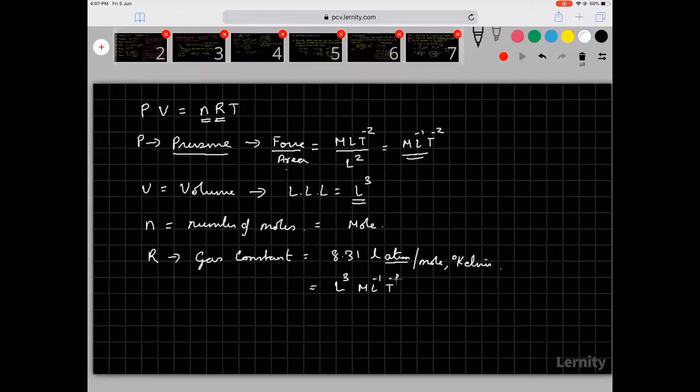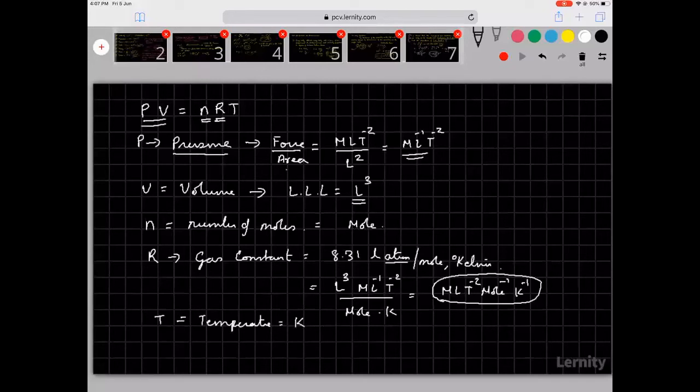Okay, so liter atmosphere per mole, by mole, by Kelvin. So when I simplify this, it will become M L T power minus 2 mole inverse Kelvin inverse. So this is the dimension of R. Here you have T for temperature. That is Kelvin.